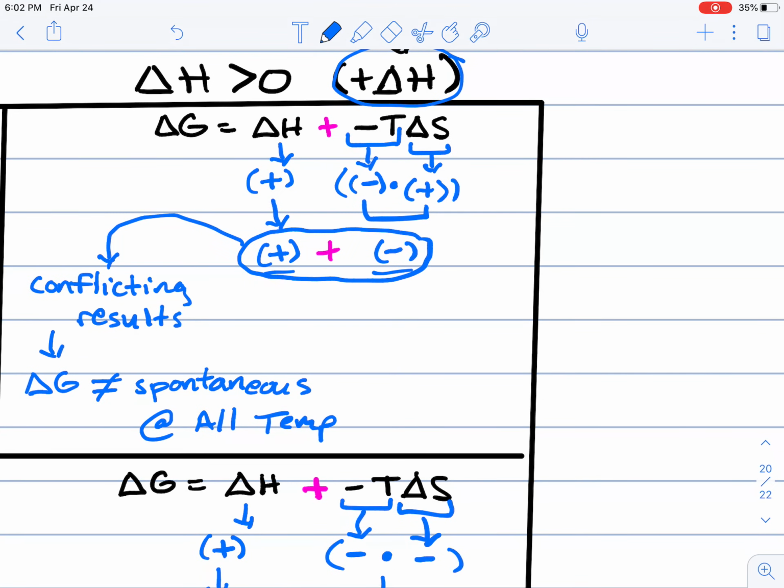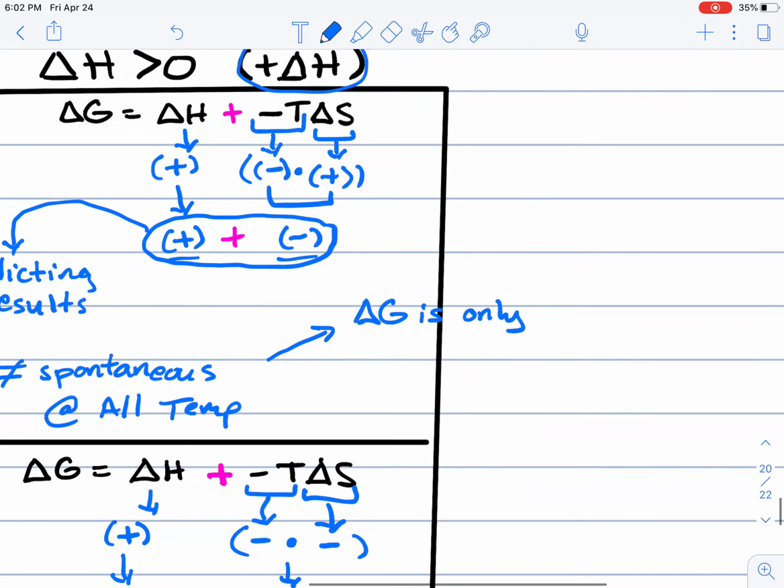So here we're going to say that delta G is only spontaneous at high temperatures.